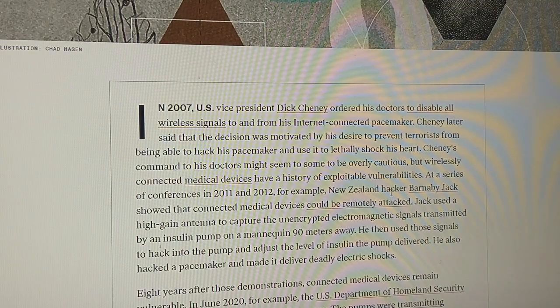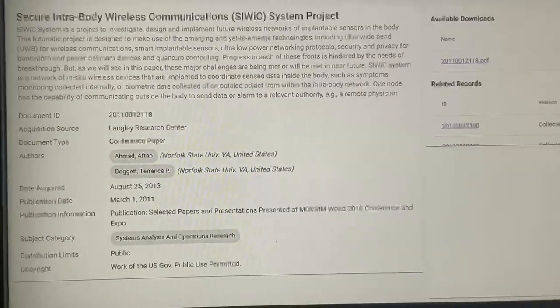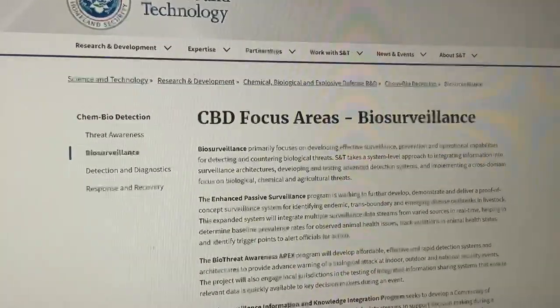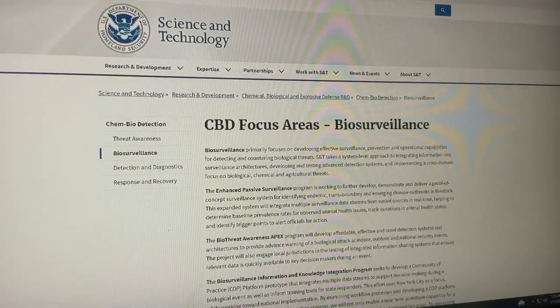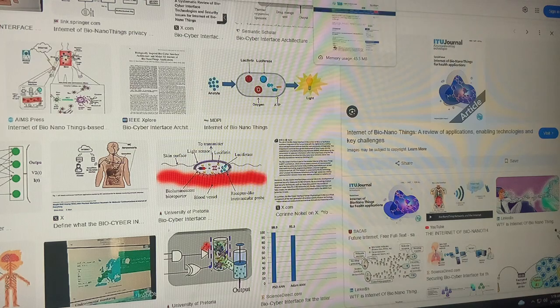So they upgraded. And intra-body communication is the way. Biosurveillance, DHS, NASA, Cambridge. Don't tell Odious Odie. I don't think he can handle it. I think he wants to live in 1995.